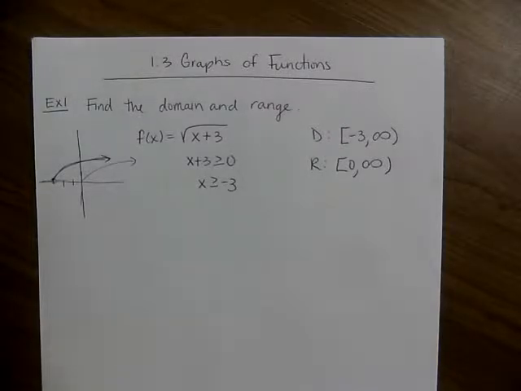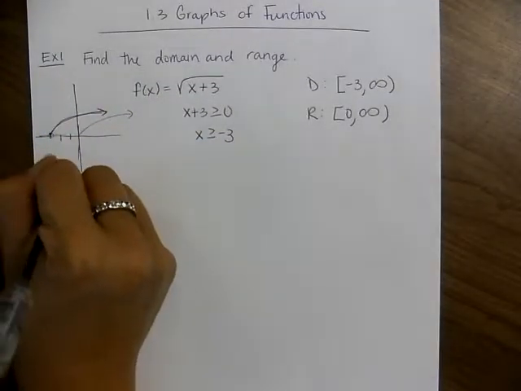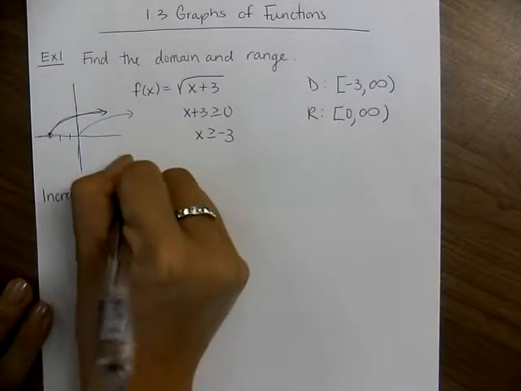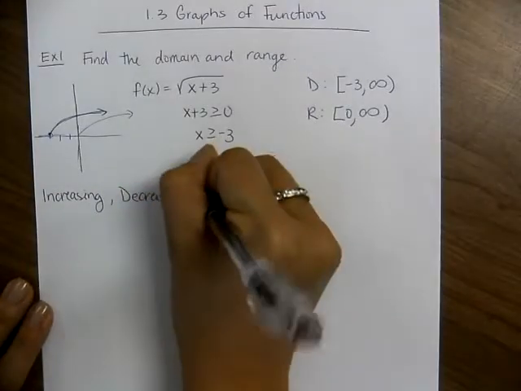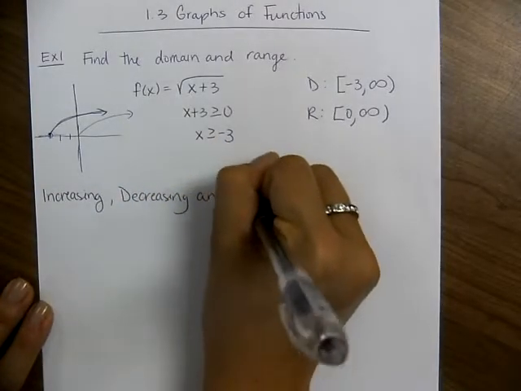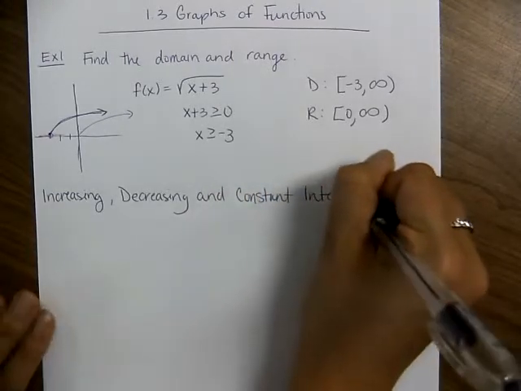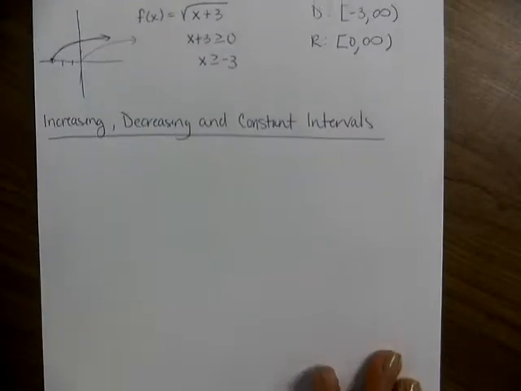Okay, so you're going to see ranges introduced now. Everyone okay with that idea? All right, moving on. We're going to talk about increasing, decreasing, and constant parts of the graph. And we're going to write these in interval notation. So we're going to look at these intervals, and then we're going to describe them.